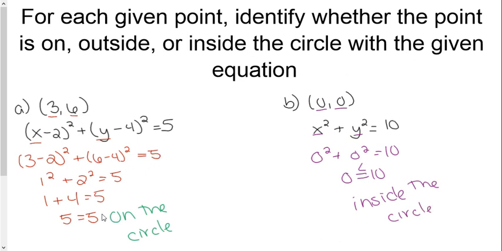So if it's on the circle, you'll get numbers that are equal to each other. Inside the circle, you'll get a number that's less than the number we started off with. And I guess you can guess, if it is greater than, that means it's on the outside of the circle. And you'll have a couple of problems like that on tonight's homework.